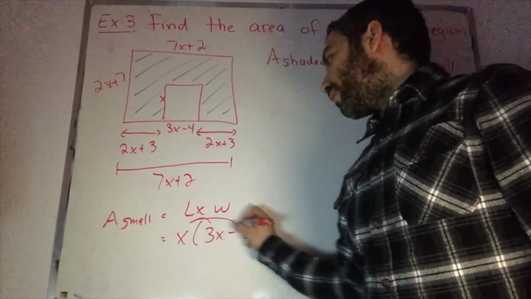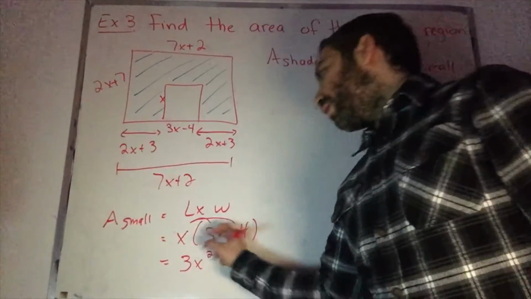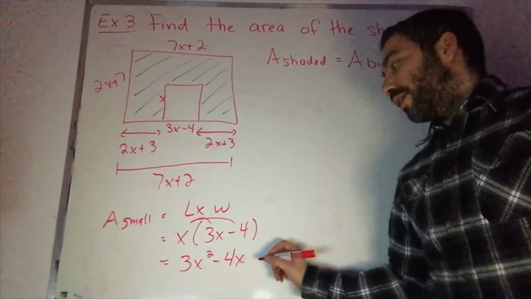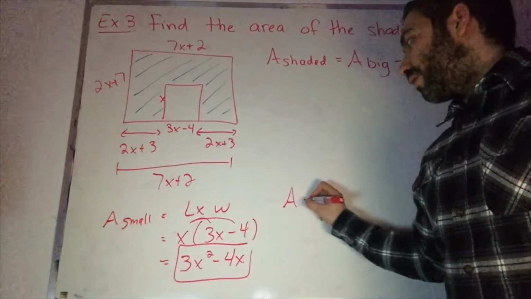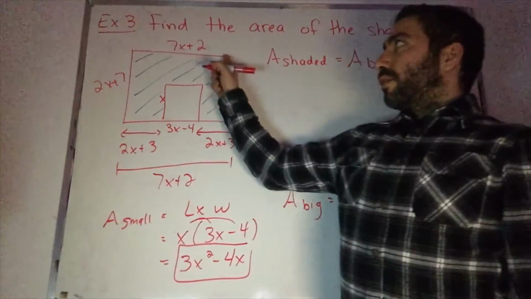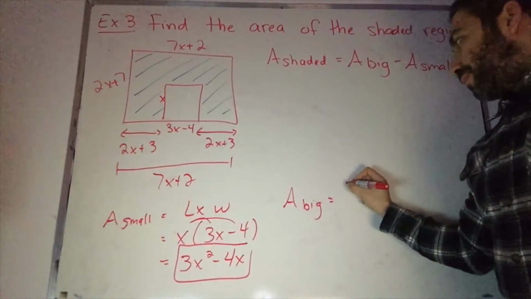And we distribute. X times 3x is 3x squared, and x times negative 4 is minus 4x. And this is the area. Let's go find the area of the big rectangle. So the dimensions are 2x plus 7 and 7x plus 2.